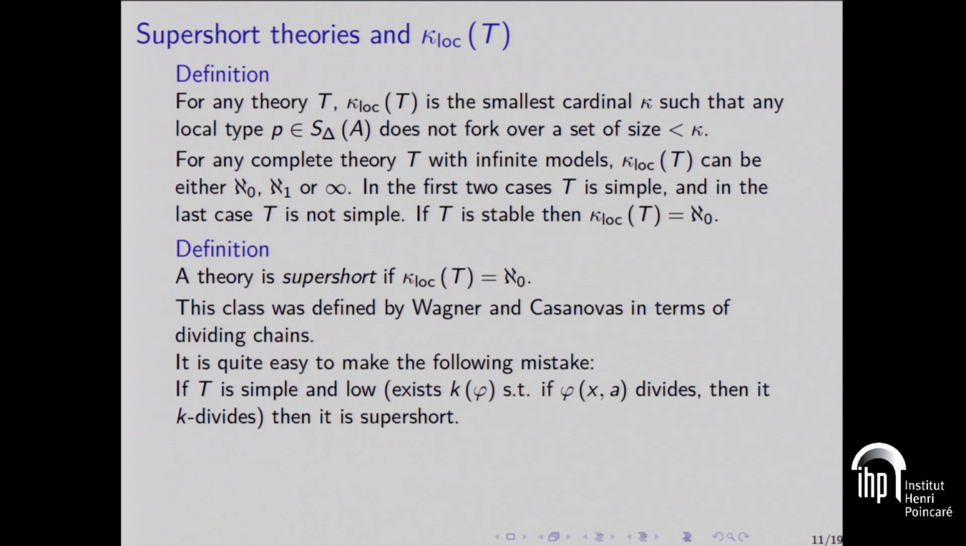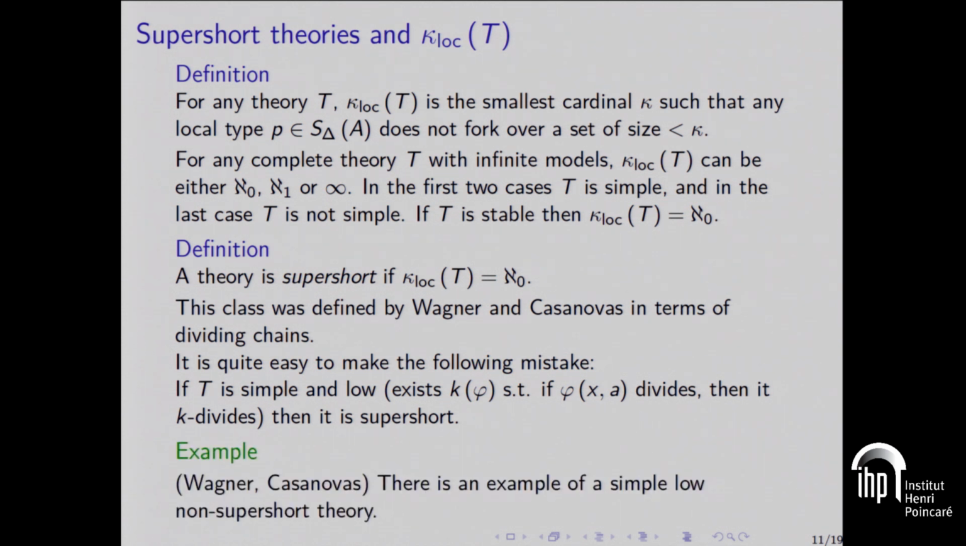There is this inclination to believe this because if it is not super short, it means you have a local type which forks over every finite set. Each time it forks with some formula from that set, but then it k-divides for a specific k, and then you can construct a tree property. This argument sounds legit, but it's not, because you can have finite conjunctions of formulas, and you have no bound on those. Actually, Wagner and Casanovas also introduced an example of a simple non-super short theory. So, side remark: the class of super short is not just low, and it's not completely trivial. It implies low.